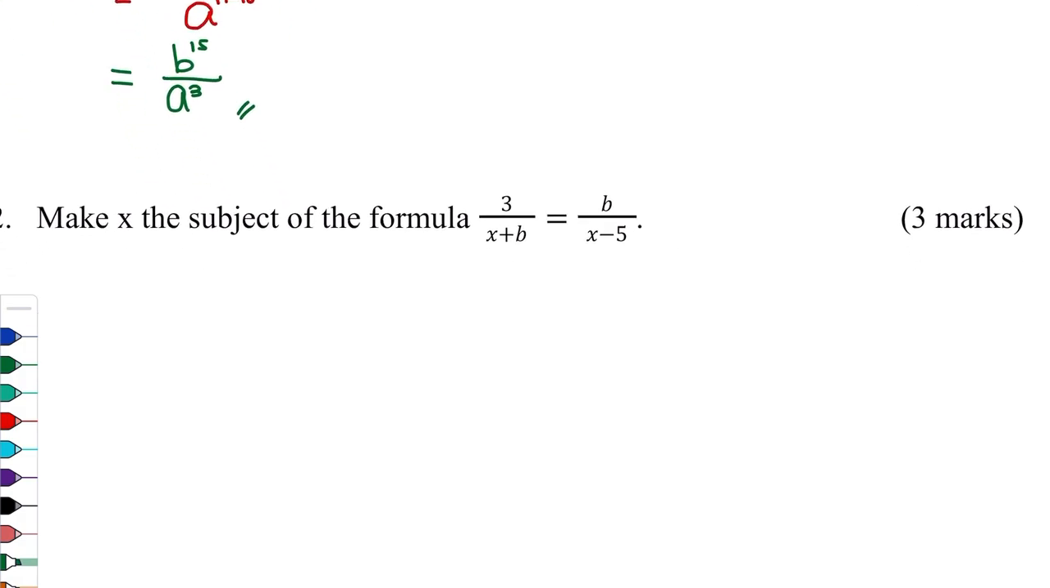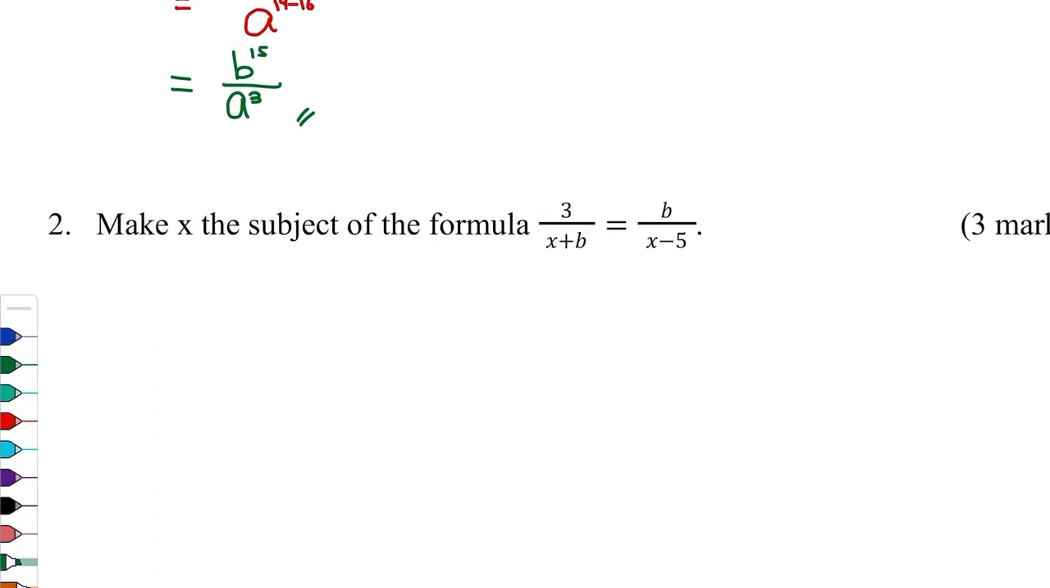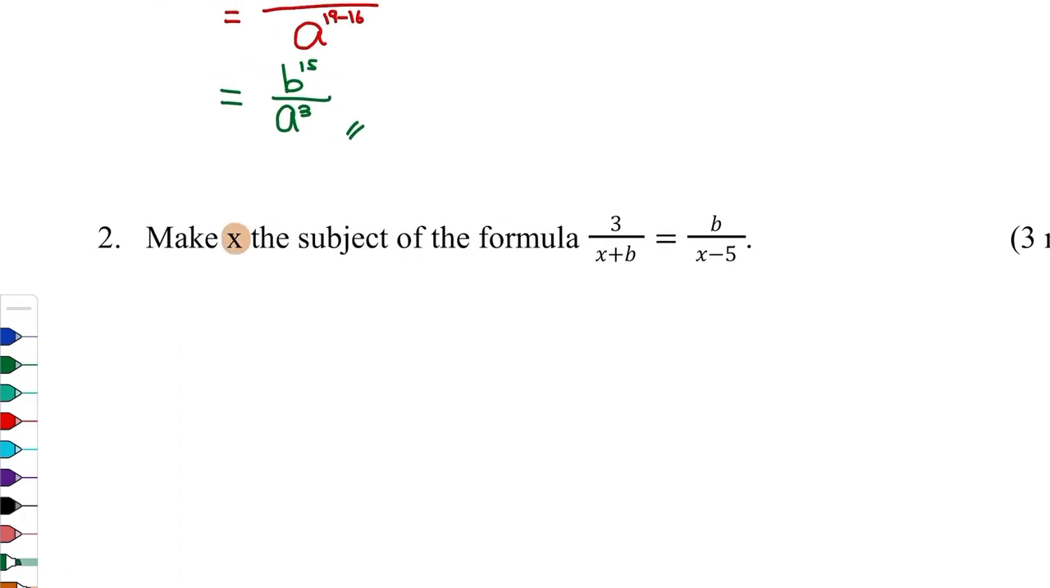That's the second part. For change of the subject, you will be always given one of the unknown, and then you have to make that as the subject. Subject means put that unknown alone on one side and all the other things on the other side. Okay, but I have X on both sides at the moment. What do I do then? Right? What can we do?